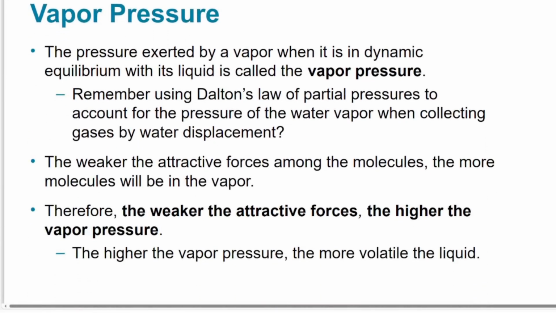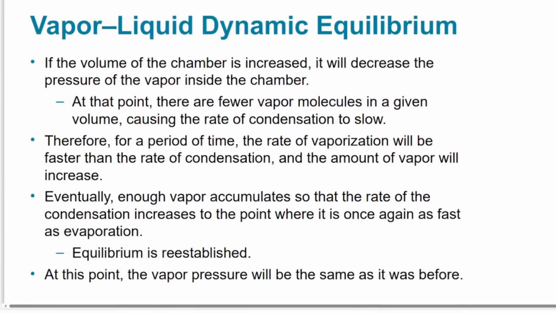Vapor pressure is the pressure exerted by a vapor when it's in this dynamic equilibrium state. The weaker the attractive forces of a liquid, the higher the vapor pressure will be, and the more volatile the liquid is.